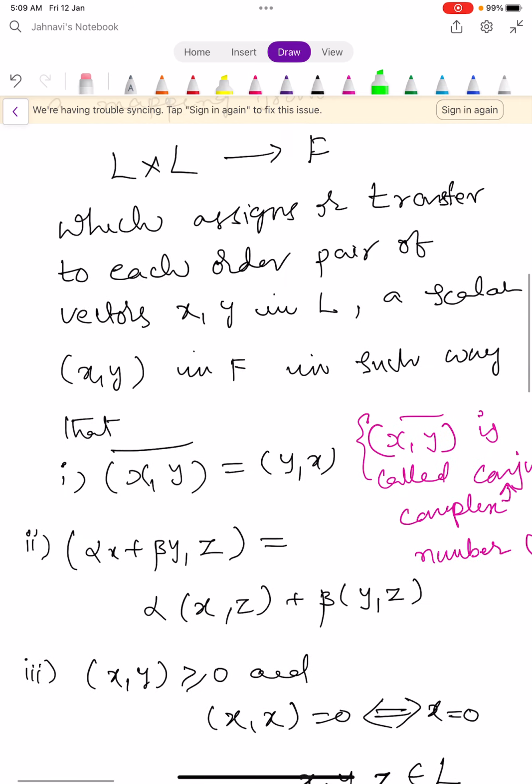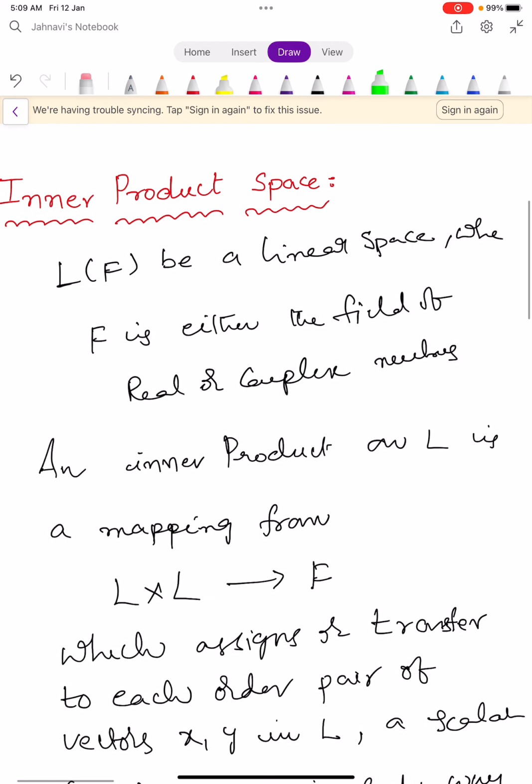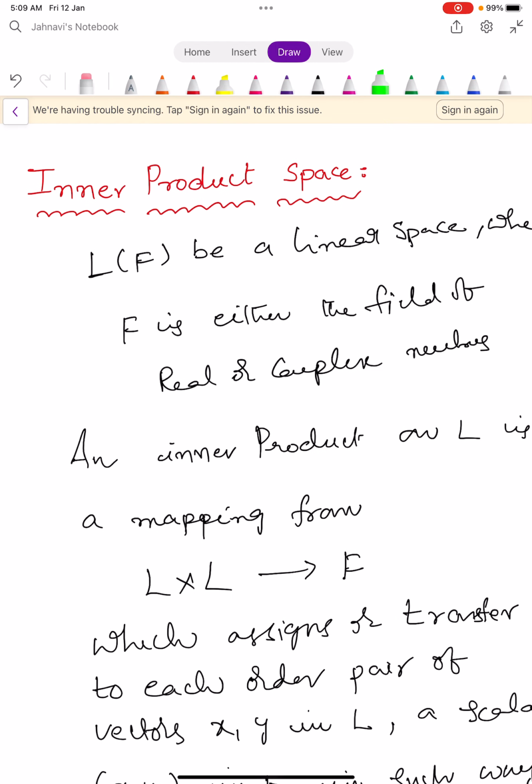So let us see again. Let L(F) be a linear space. You know that a linear space is nothing but a vector space, where F is a field. It is a field of real numbers or a field of complex numbers. It means F is equal to either R or C. Only either the field of real numbers or the field of complex numbers.